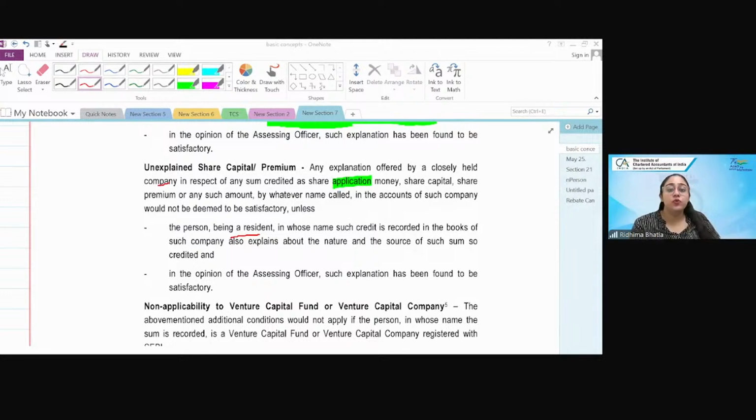Okay. Now we move ahead. Pehle, let's do the unexplained money part. Then I'll come to the investment part because both are related. ठीक है? अब इस केस में क्या है?